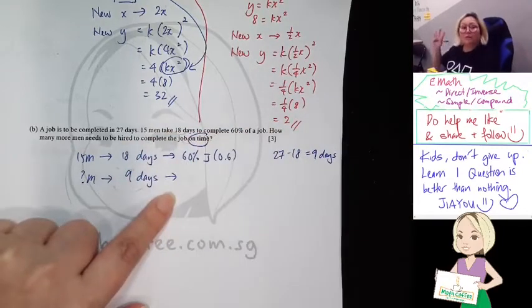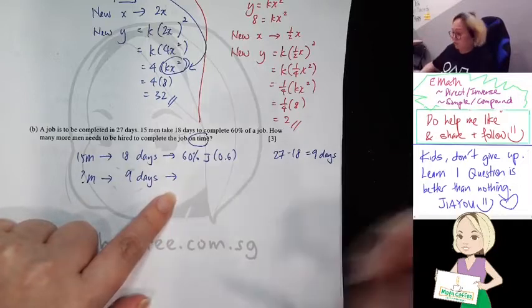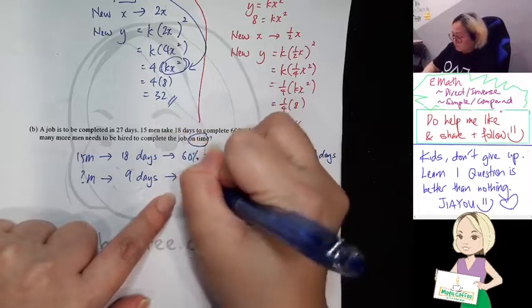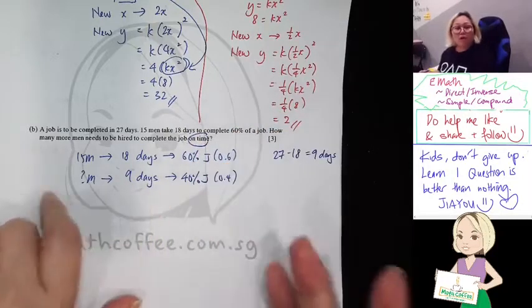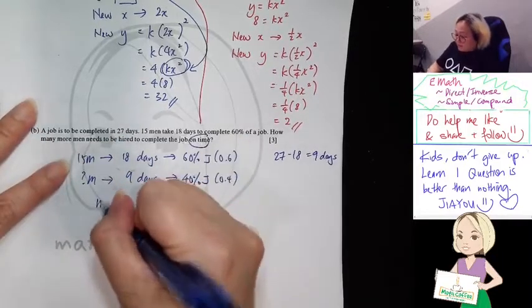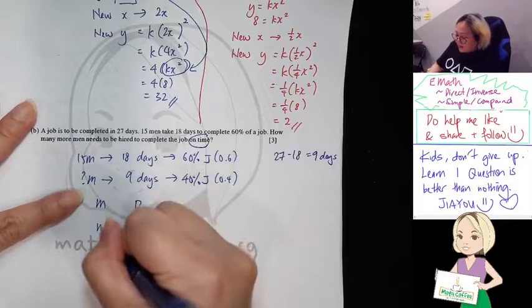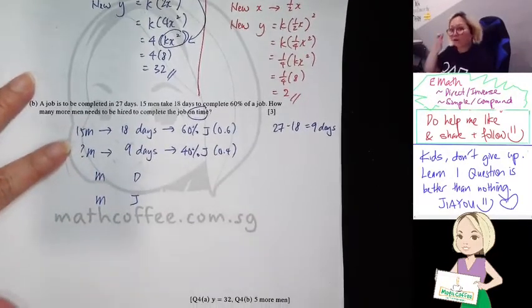Because the previous 15 men already did 60% of the job, you are only left with 40% of the job. Of course, it means it's 0.4. Okay? So now, same thing. Now I have my M and my D. I have my M and my J. I need to find out how I am going to relate the 3 variables.